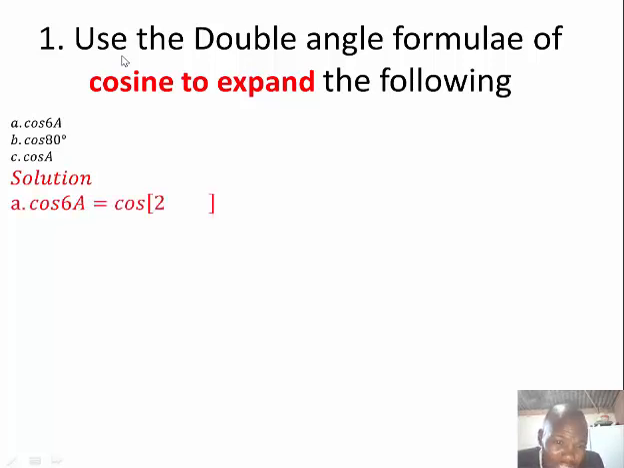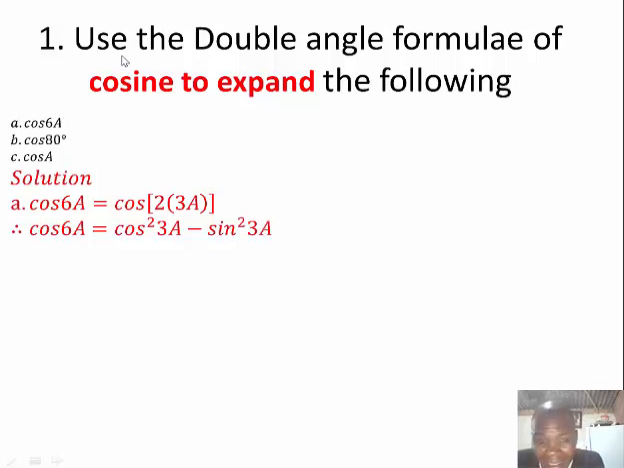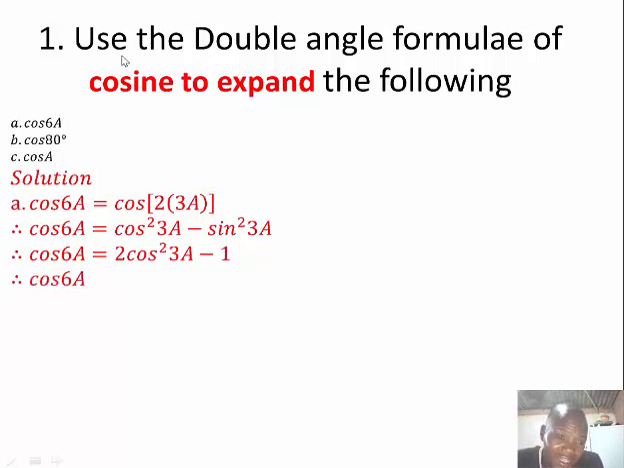For your solution, A will be your cos 6A. To expand this, you have cos 2 times 3A, right? So that can be written as cos 6A equals cos squared 3A minus sine squared 3A. So that's your number 1 option. Number 2 is cos 6A equals 2 cos squared 3A minus 1. Remember, now you are going to start with the 1 this time. Cos 6A, you'll have 1 minus sine squared 3A, right? Remember, this is very important.